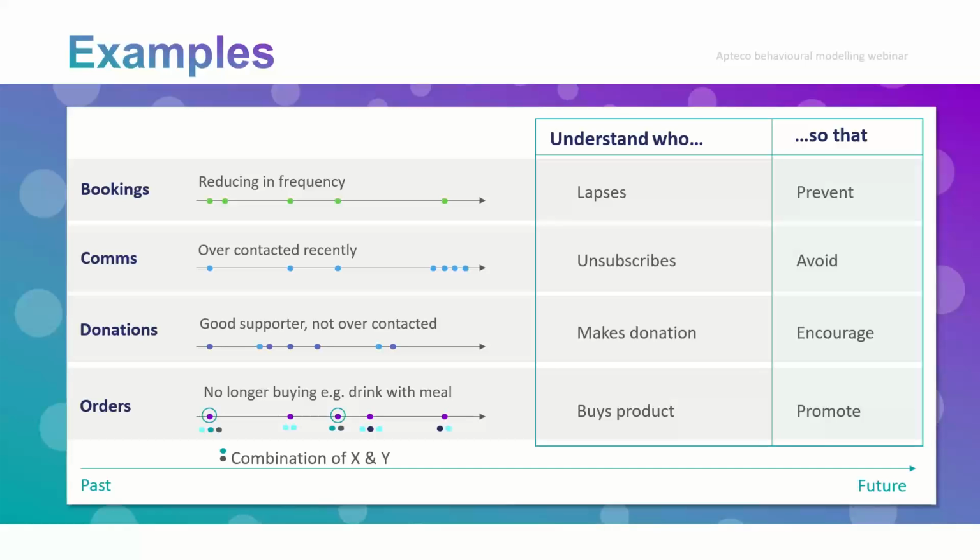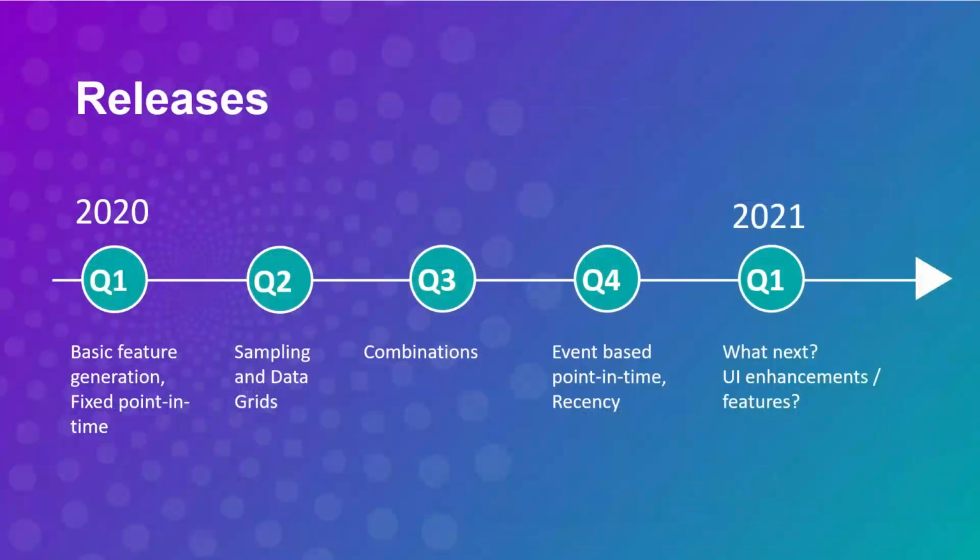So that gives you a flavor of how the transaction data spread over time with date and time stamps on it for each individual supporter or customer can be identified, can be used to start building patterns that we can predict from, patterns of behavior. Just to give you an idea, I've mentioned this software in some of the recent software release webinars. It was first introduced in our Q1 release, where we had the basic feature with fixed point in time behavioral modeling, and that's what I'm going to be showing you today.